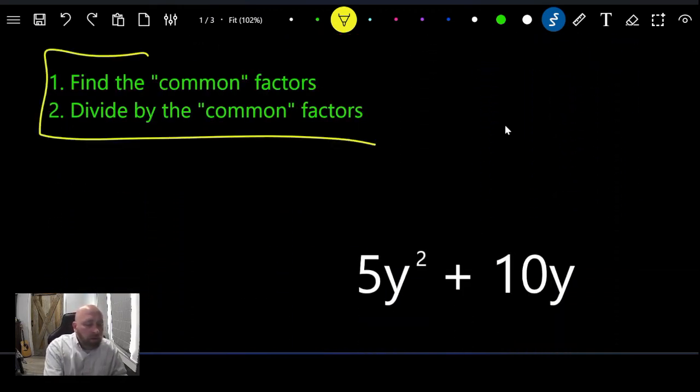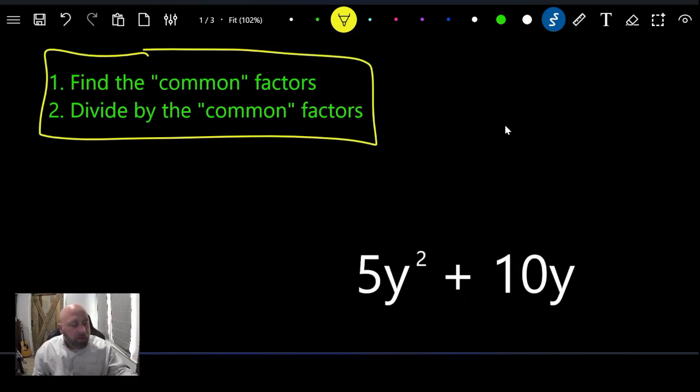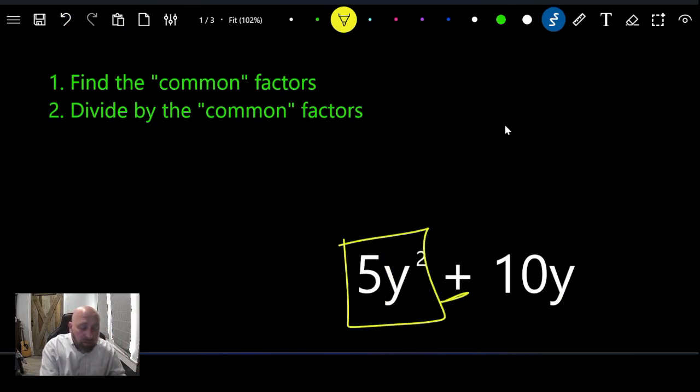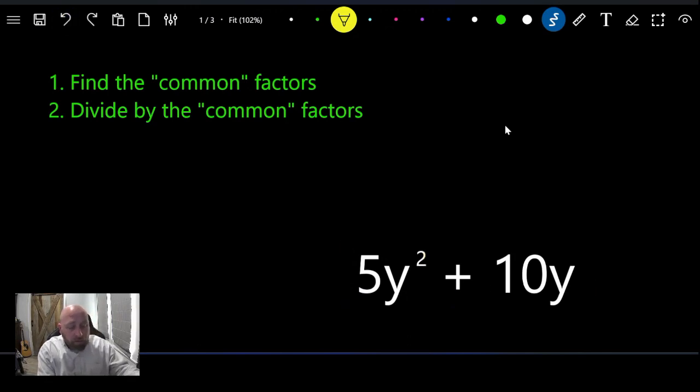All right, so let's look down here. When we do this with polynomials, we're going to follow two steps. The first step is we're going to find the common factors. What do I mean by that? Well, you're going to have 2 or 3 or 4, however many, different parts or pieces or terms. That's the correct way to say these. So that's a term separated by a plus sign. There's another term right here, so we have two terms. In this case, we want to say, okay, 5 and 10, what is a common factor? What is a factor that goes into both of them?